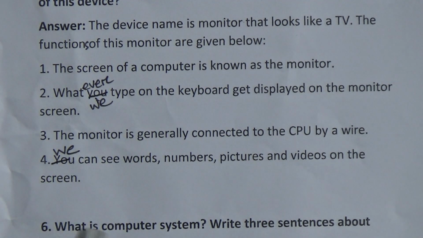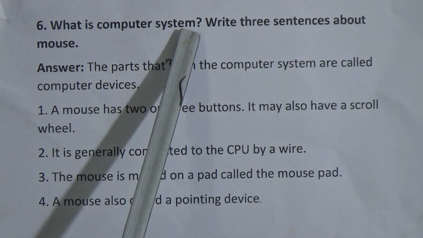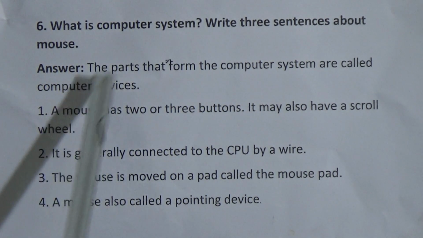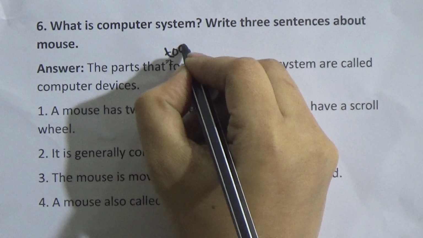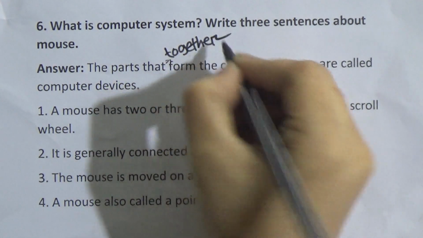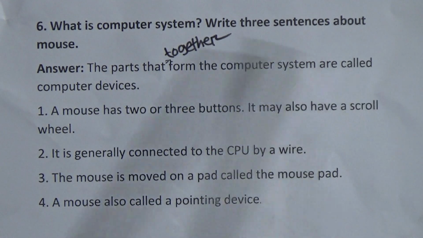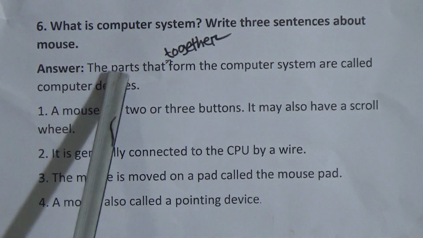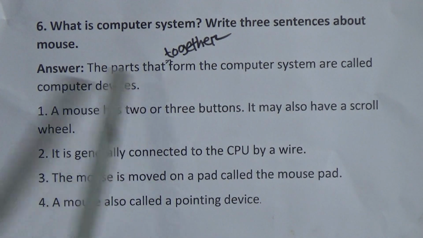Question number 6, short question number 6: what is computer system? Write 3 sentences about mouse. What is computer system? Now let's know what a computer system is. The parts that together form the computer system are called computer devices. I repeat, what is computer system? The parts that together form the computer system are called computer devices.